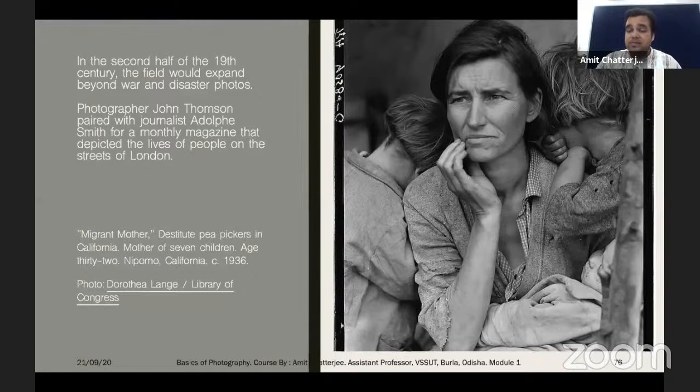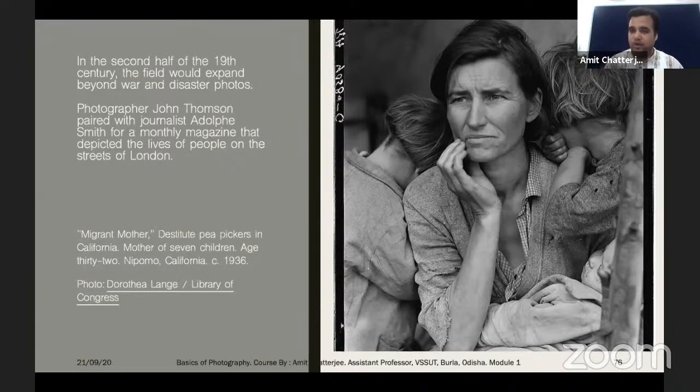Today, photojournalism has gone deep into almost every aspect, even architecture. I will talk about it. Towards the second half of the 19th century, this would expand beyond war and disaster. Before, photojournalism was seen as the medium to showcase war, disaster, and pain, because that used to transfer a lot of things.